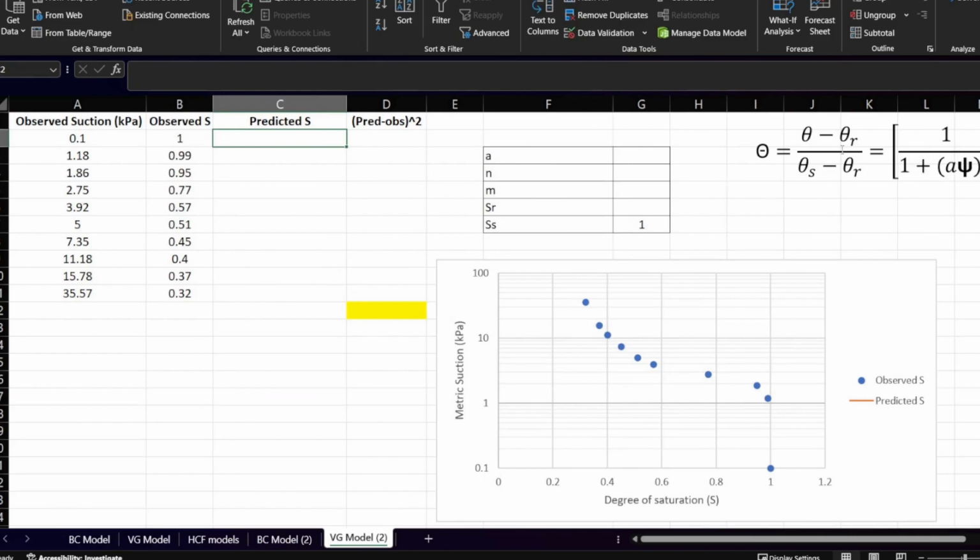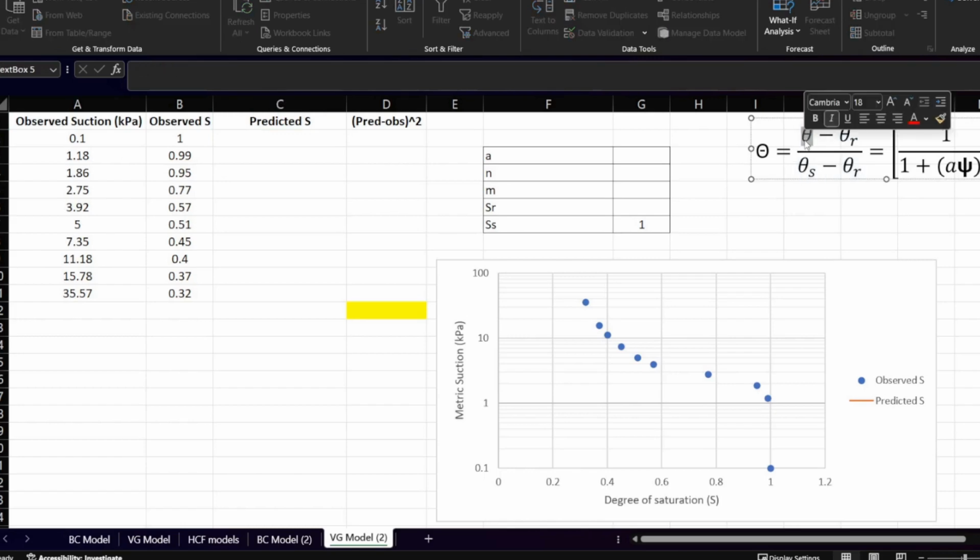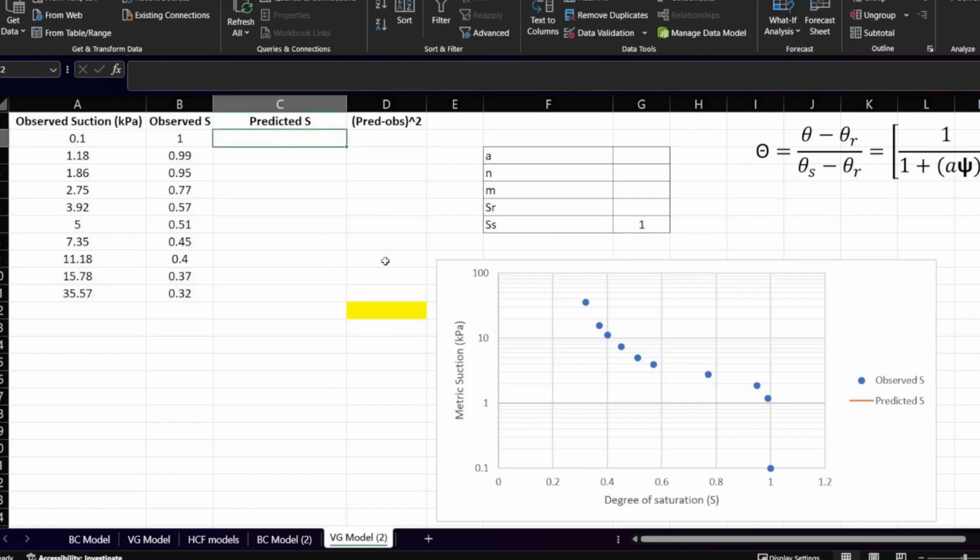To predict the value of S, or the degree of saturation, we can use this expression, and in place of the volumetric moisture content we can use the degree of saturation also, as they are linearly correlated. So here we need to find the value of S, or theta. If we send this part to the denominator side, theta is equal to theta r plus, in the bracket, theta s minus theta r, multiplied by this term. So we'll apply this equation here.